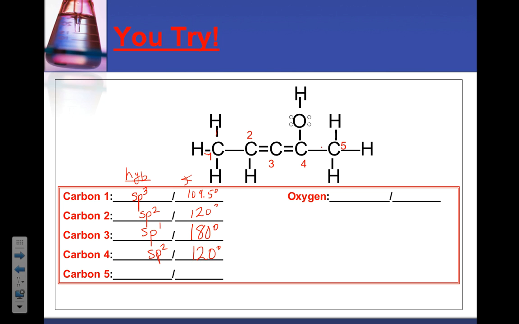Carbon number 5, sp, p, p, p. There's something on all 4 sides, so we'd say sp3 hybridized. Bond angles are 109.5. Why? Tetrahedral. That's right, this is tetrahedral.